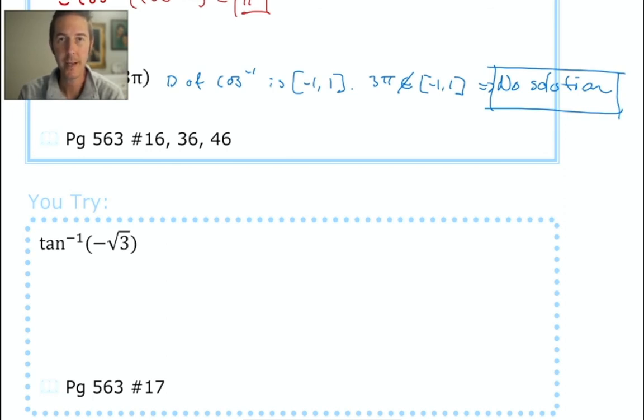And I'm going to be drawing a diagram of an angle measure such that the tangent of that angle measure is negative root 3. And the tangent function is only going to be outputting a negative answer in the fourth quadrant or the second quadrant, but we're not working with the second quadrant. So for sure, my diagram is going to be in the fourth quadrant.